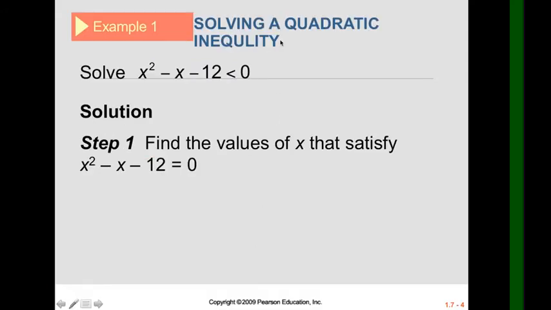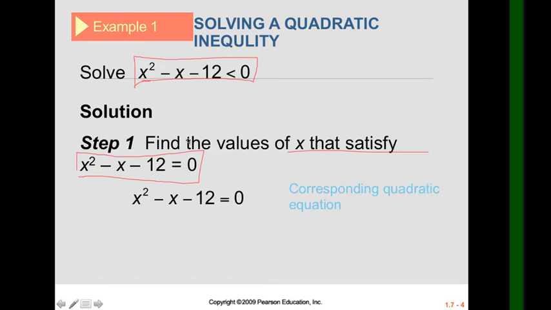Okay, so solving a quadratic inequality. First, solve this one: x squared minus x minus 12 less than 0. Step 1. Find the values of x that satisfy x squared minus x minus 12 equals 0. So we first made it equal to 0 in our step 1, the corresponding quadratic equation. So we need to find the factors of x squared minus x minus 12. So the factors are x plus 3 and x minus 4.